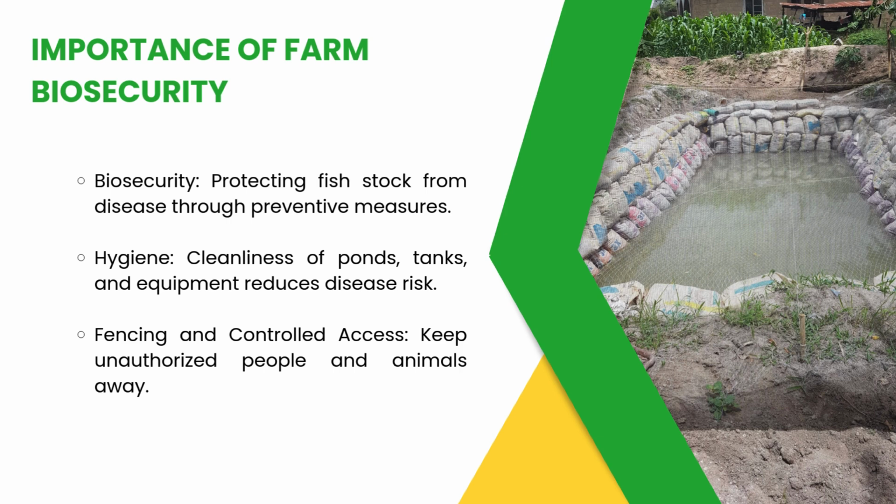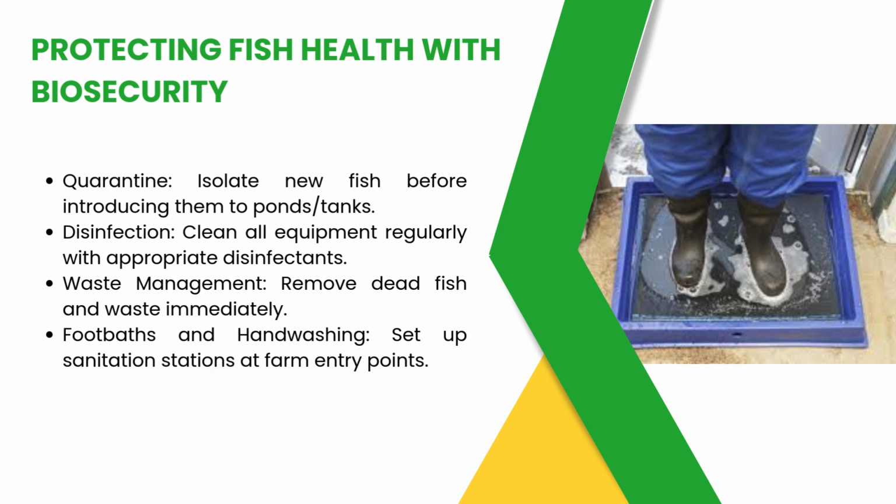And usually biosecurity starts from even fencing and putting controlled access such that unauthorized people and animals cannot come into your farm. But beyond that, how do you protect your fish health with biosecurity? See, when you buy new fish, isolate them before you put them into your pond. So it means that at the point when you are building, you have an isolation center and your main center. So when you are bringing in new fish, they stay in your isolation center for a while before you take them into your main pond.